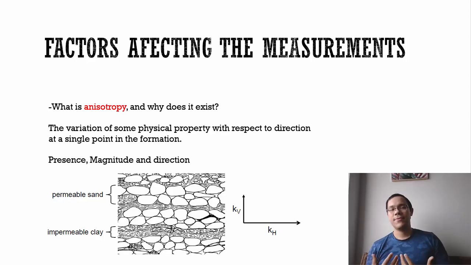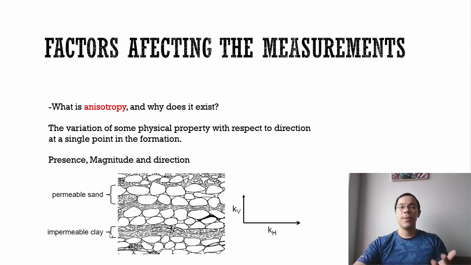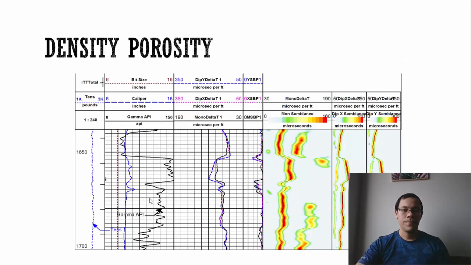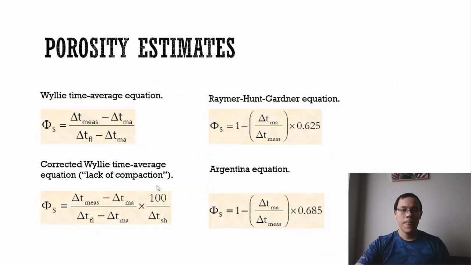The best example for me to explain that is in this picture, where you have permeability as a property. If you look horizontally, there is good permeability, but vertically, the permeability is not that good. So the same property changes according to the direction. This is how a density log might look like.